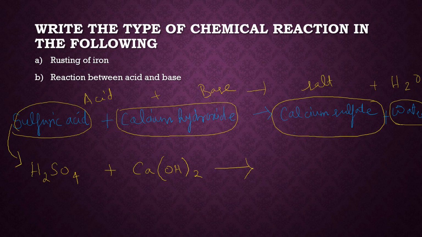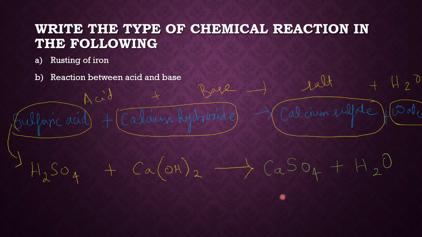So now it forms calcium sulfate plus water. Now always look whether the equation is balanced or not. If not, you have to balance the equation. Hydrogen: here it is 2, here it is 2, yes, it's balanced. Sulfur is balanced. What about oxygen? Here 4 plus 1, 5. On the other side, 4 plus the oxygen inside the hydroxide, which is 2, so 6. Here there are 6, but here there are only 5. We have to balance it. Calcium is balanced.